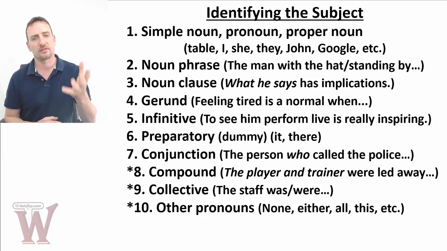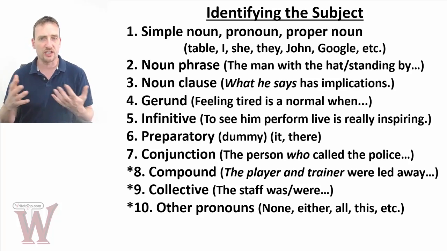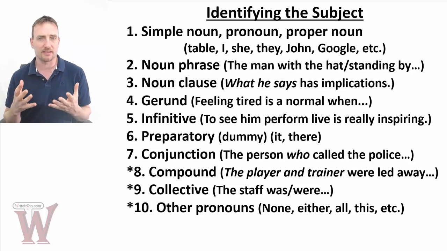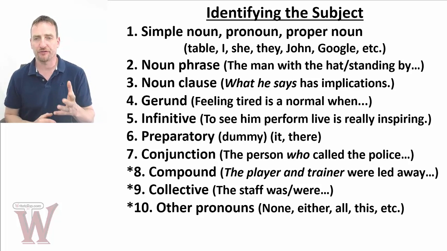So simple nouns: table is a simple noun. I is a simple pronoun. I, she, he, they, we. John, any proper noun, or Google, any name is a regular, simple subject. Noun phrase: the man with the hat, the man standing by the window. The noun clause: what he says has implications. Gerund: feeling tired. Now, gerunds can be a little bit confusing. We'll look at that a little bit more.